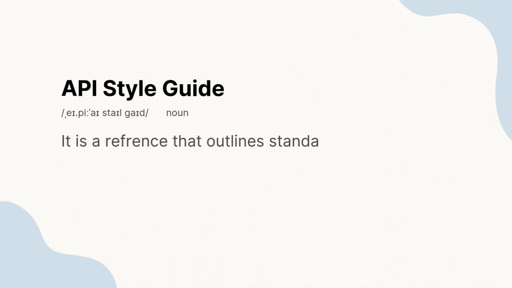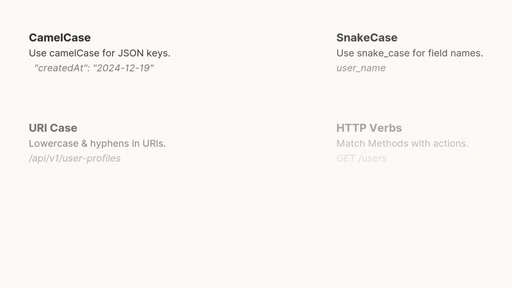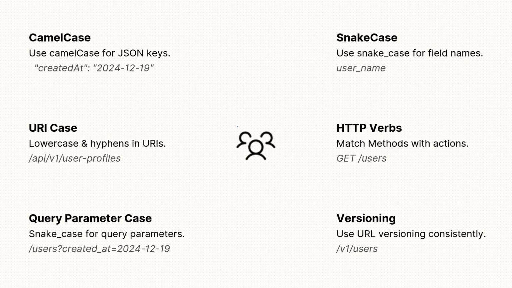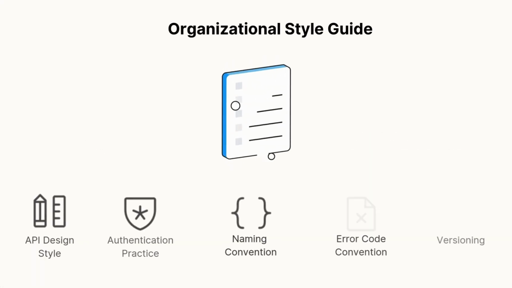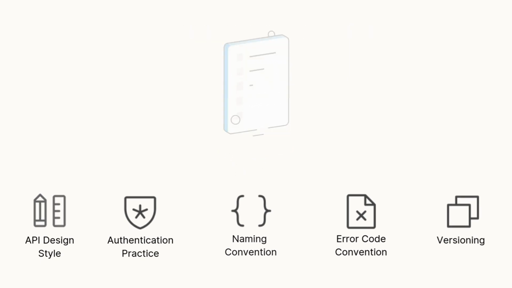But before we move ahead, let's talk a bit about what API style guides and automated linting are. An API style guide is a reference that outlines standards and practices for designing APIs. A reference that can help ensure that everyone on the team follows basic design patterns. It can include rules about design style, authentication, path naming, error codes, and versioning, amongst all other things.